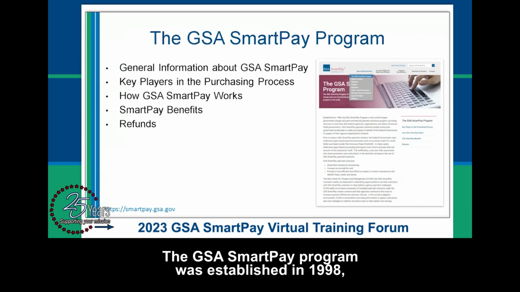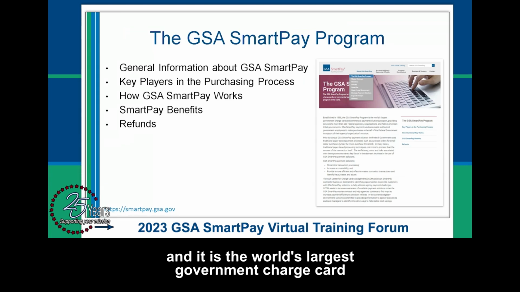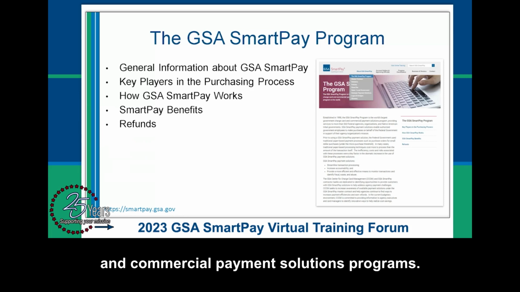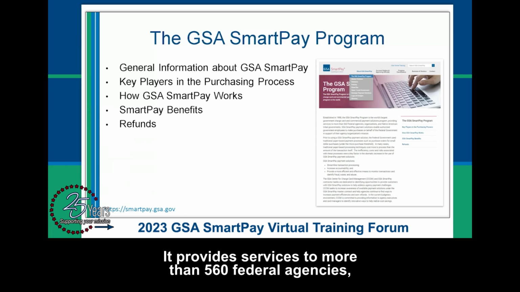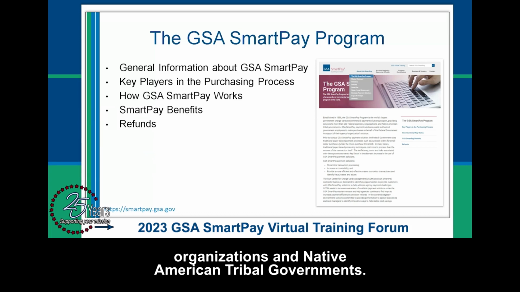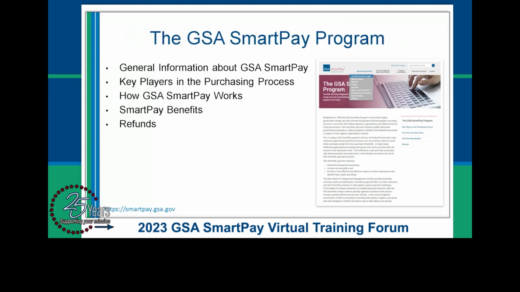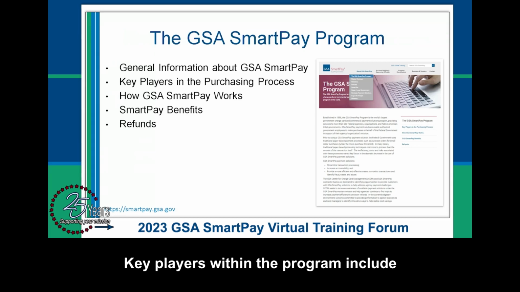The GSA SmartPay program was established in 1998, and it is the world's largest government charge card and commercial payment solutions program. It provides services to more than 560 federal agencies, organizations, and Native American tribal governments. Key players within the program include agency organizational program coordinators, or AOPCs, approving officials, or AOs, account holders, also called card holders, the designated billing office, the transaction dispute officer, the electronic commerce office, the contractor banks, and the merchants.